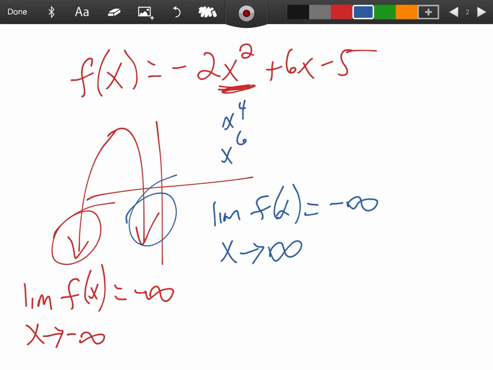If it was x to the sixth, it would all look the same as x squared at the ends. So those even powers, or polynomials of even degree, which again just means our highest exponent is even, will all look the same as x squared. And we'll make a chart to help us in a second.